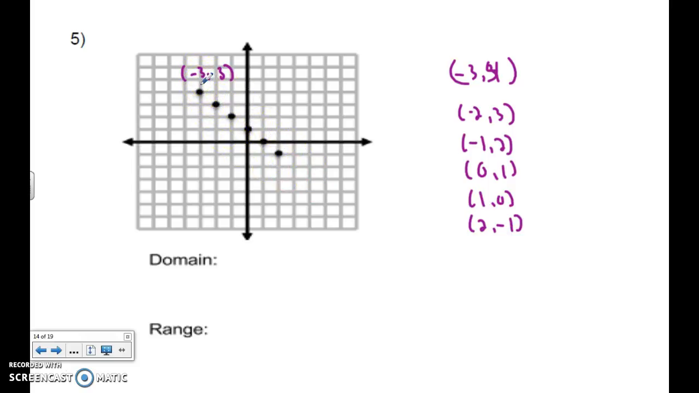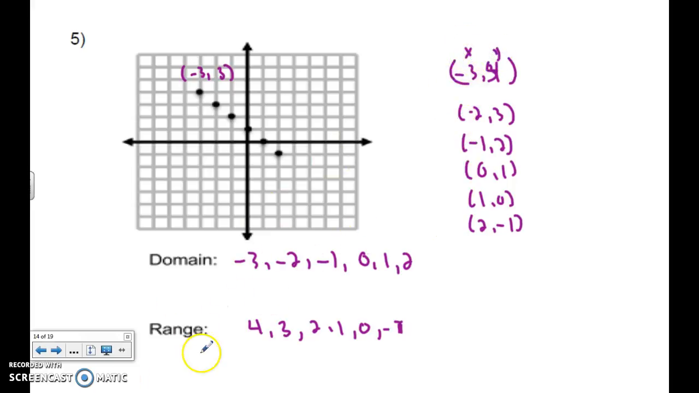So just to apply what we did before, the domain is the list of all the x values. So I got -3, -2, -1, 0, 1, and 2. That's my domain. That's all of my x values that exist for that graph. The range is the list of all the y's. So I got 4, 3, 2, 1, 0, and -1. Remember, this is my x and y, so that's my domain and range for that graph.